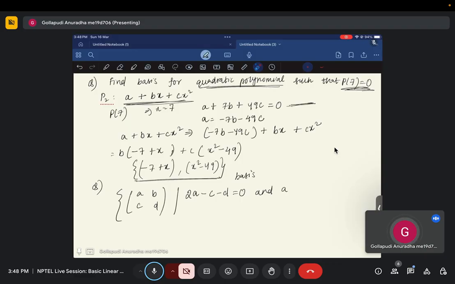Okay. So now I am taking b outside the whole thing. So b is there in this term and this term. So b times minus 7 plus x, plus c, the x square term is here and minus 49 is there. Okay. So this polynomial with this condition I am able to write as a linear combination of minus 7 plus x and x square minus 49. I asked for basis, right? So with these two things I can get any quadratic polynomial which satisfies this condition. So this is the basis. Dimension is 2. Is it okay?